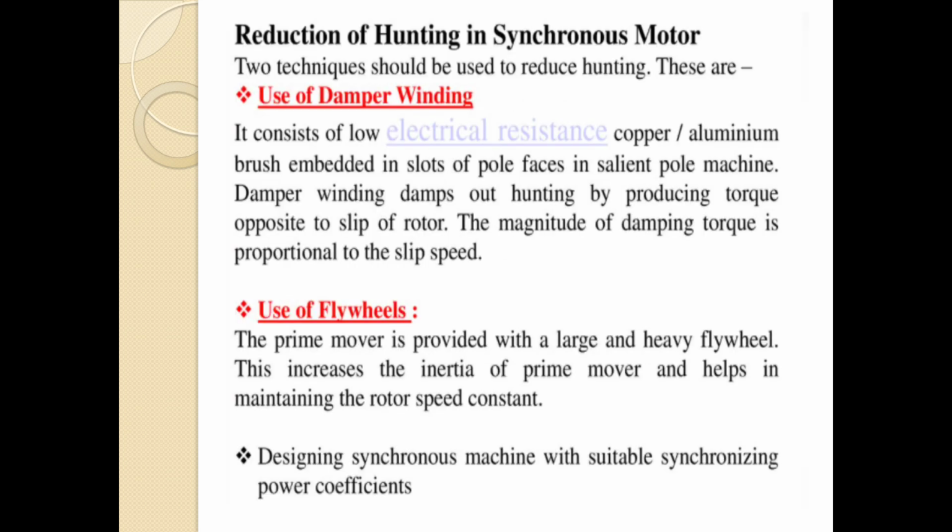Reduction of hunting in a synchronous motor. The first method is to use damper winding. It consists of low electrical resistance bars made of copper or aluminum, embedded in slots in the pole faces of a salient pole machine. Damper winding damps out hunting by producing torque opposite to the slip of the rotor. The magnitude of the damping torque is proportional to the slip speed.